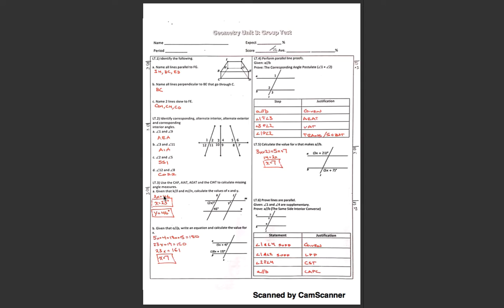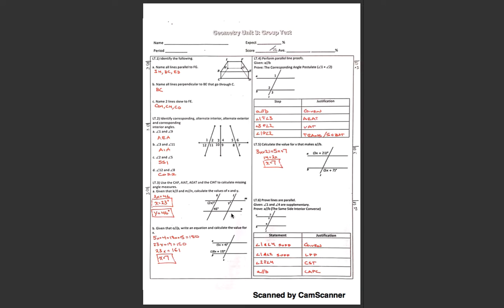For learning target number 3, well, we know that we either got corresponding, alternate interior, alternate exterior, or consecutive interior angles, same side interior. So if I wanted to solve for x, because I know these are parallel, I know that these two are alternate interior, which means that they have to be congruent. So I could say that 2x equals 46, solve for x, x equals 23.